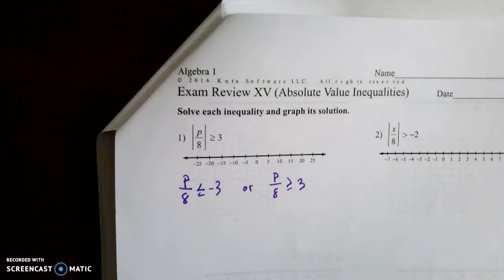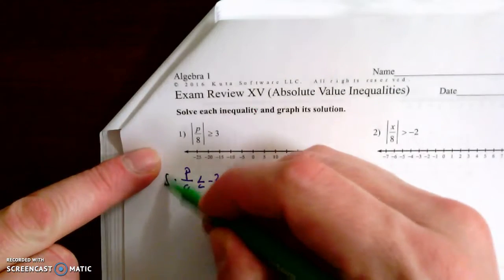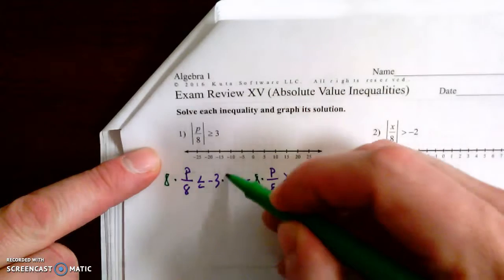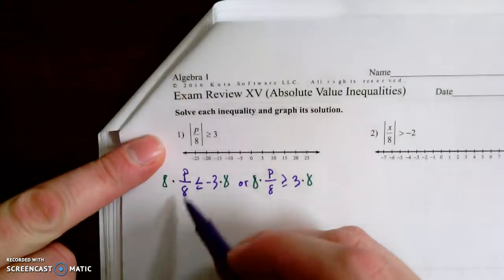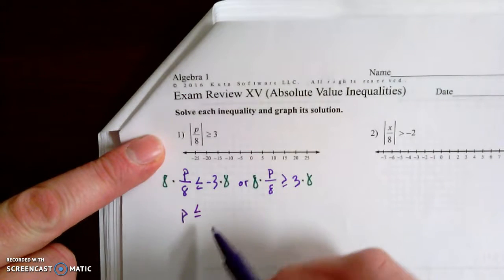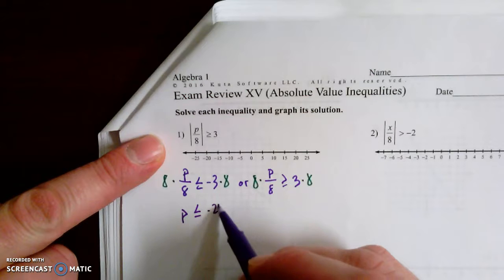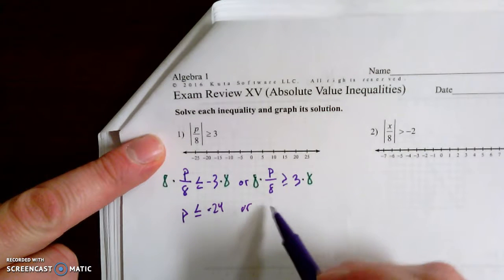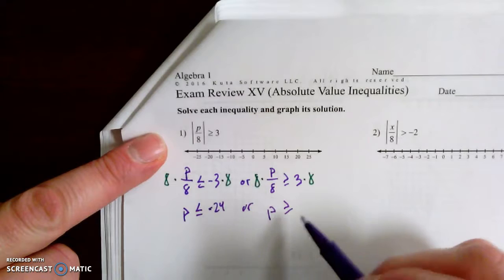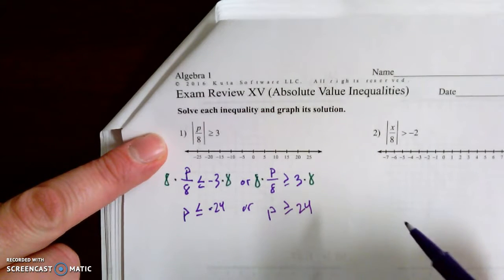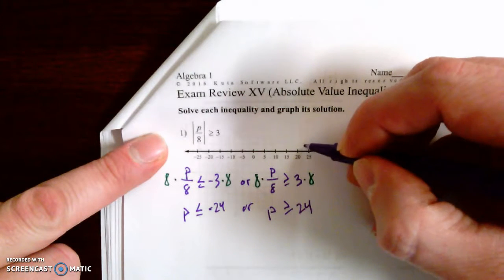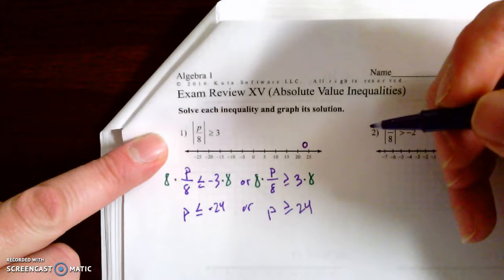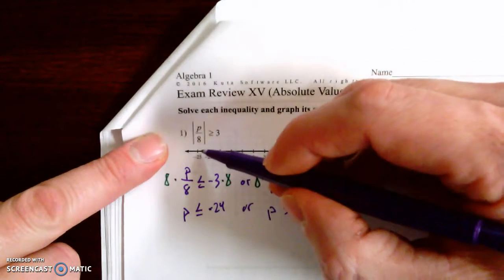So let's take a look here. We're going to just multiply by 8. And we end up with p less than or equal to negative 24, or p greater than or equal to 24. So we mark, let's see, here's 20, there's 25, so 24 is somewhere around here.